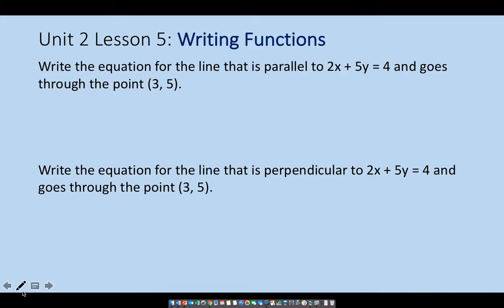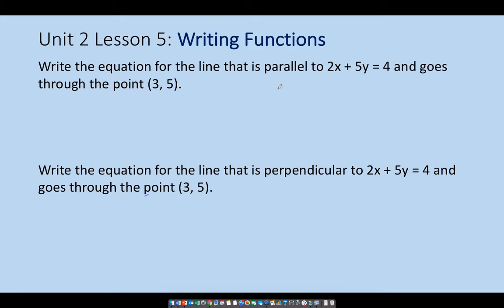All right, I believe this is our last thing here, and this is learning target number 10. You've got parallel and perpendicular lines. So if it's parallel to this one, the slopes need to be the same. But it's in standard form, which means I don't really know the slope right off the bat.